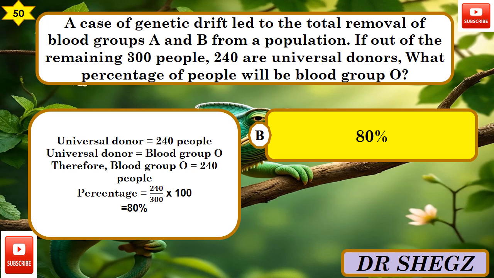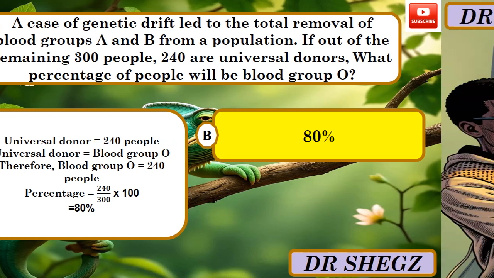So if you calculate the percentage of blood group O over the total number of people there, which is 300, you have 80% of the persons, so they have the higher percentage. The remaining 60 of them, which is 20%, will be blood group AB.